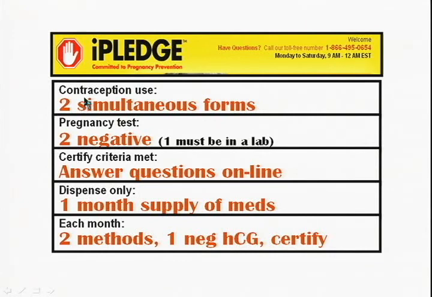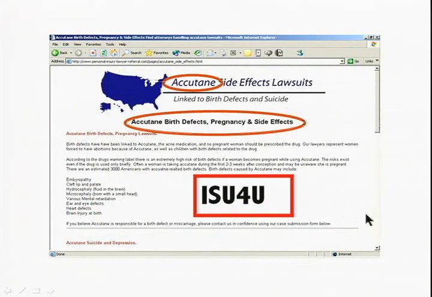They have to use simultaneously 2 forms of contraception. They have to have 2 negative pregnancy tests. One must be in a laboratory, so not just a home pregnancy test. They have to go online to answer questions on their reproductive life. They are given only 1 month's supply of medications, and they have to certify that they are using 2 methods of contraception, and before they can get a second supply for the next month, they have to have a negative beta HCG. This is a major concern, Accutane birth defects.